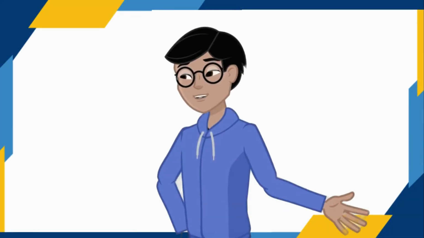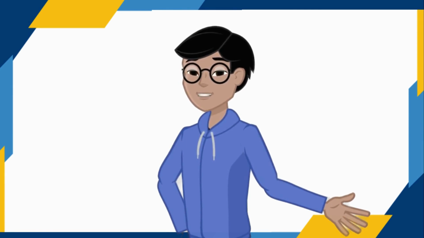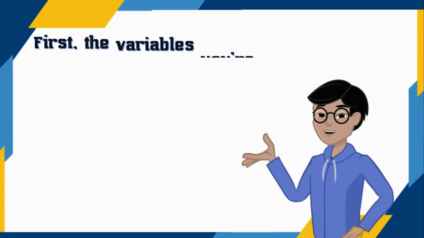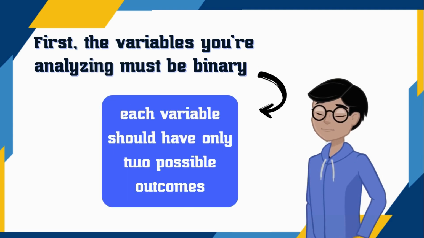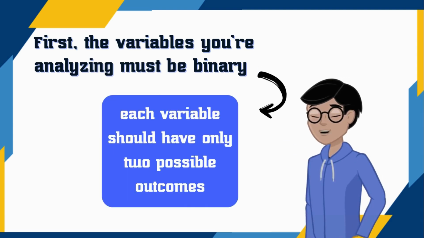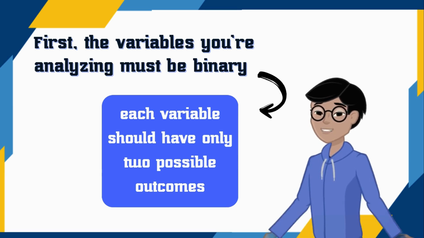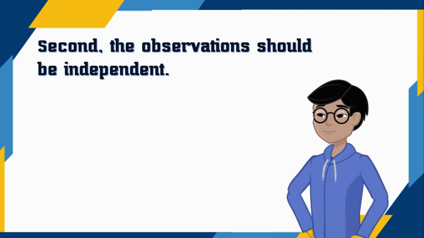When using the Mantel Haenszel Test, it's essential to understand and meet a few key assumptions to ensure valid results. First, the variables you're analyzing must be binary. That is, each variable should have only two possible outcomes, like yes or no, success or failure, or present or absent. Second, the observations should be independent.